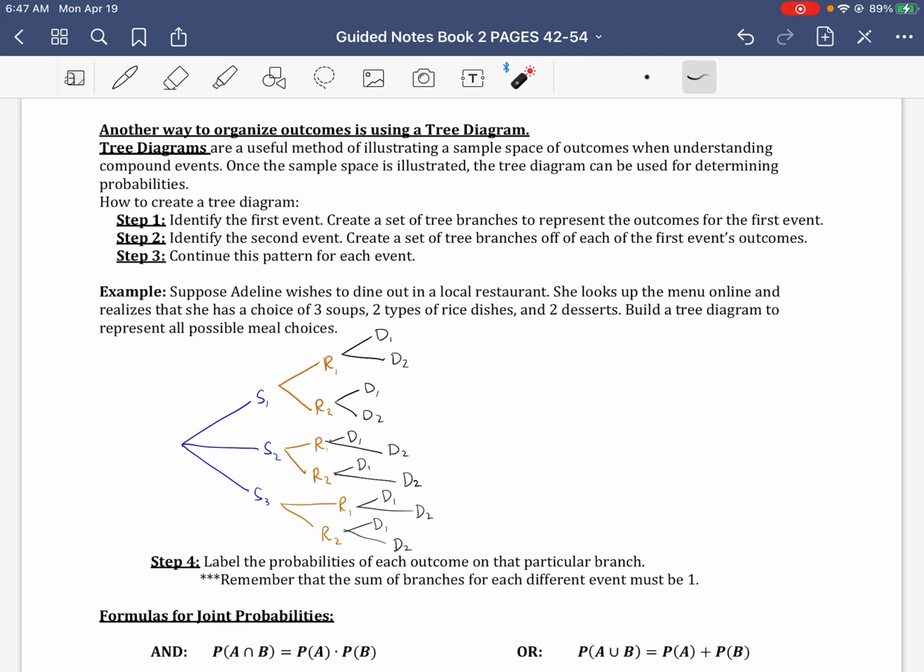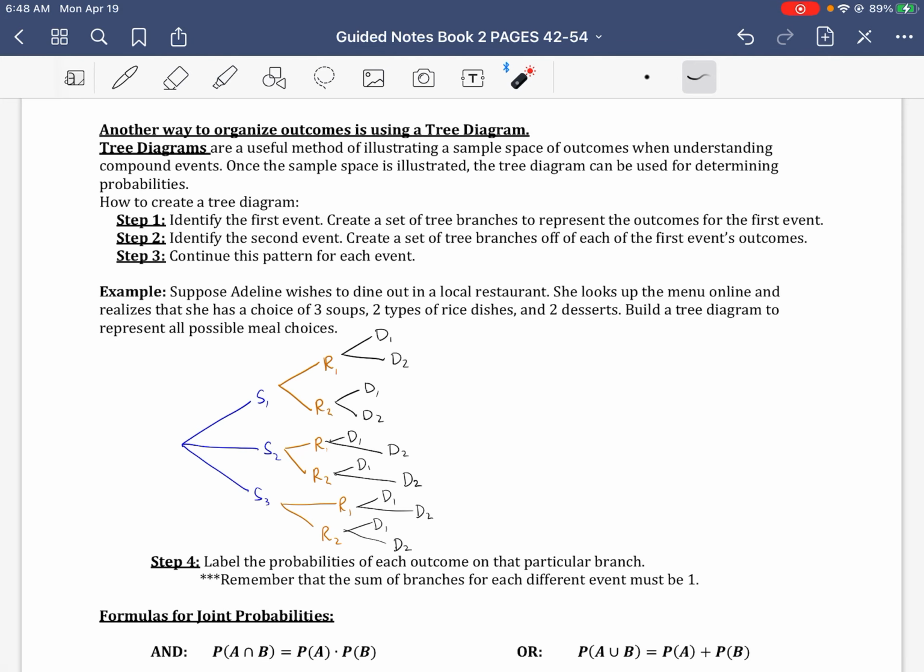Now again, recognize that every one of these branches all the way to the end, we're not going to stop in the middle, but all the way to the end would represent one of those meals. So soup 1, rice 1, dessert 1, or soup 3, rice 1, dessert 1, right? Every one of these represents a little bit different of a combination. There's also soup 2, rice 2, dessert 2. So if I was counting this, 1, 2, 3, 4, 5, 6, 7, 8, 9, 10, 11, 12, there's 12 branches all the way to the end. And again, using that fundamental counting principle, we could do 3 times 2 is 6, times 2 is 12. So we know that that represents all the 12 outcomes.